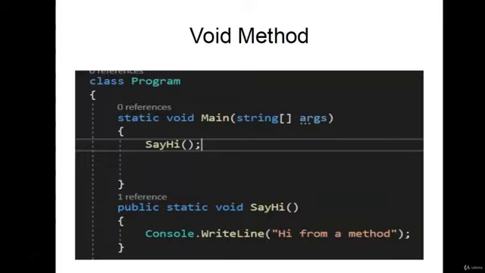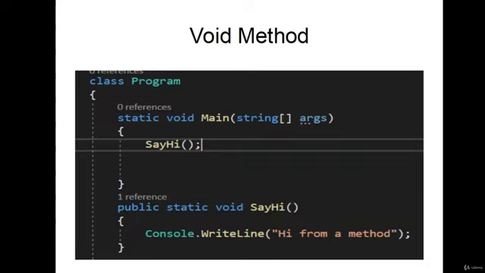So let's look at our first example, void methods. So as you can see, we have our main method. But below that, after the brackets, we declare our own method, public. And we have to use the static keyword because our main method is static. So public is our access modifier. And then our return type is void. We're not returning anything from this method. So we're going to say void. And we're going to give it a name. The name of our method is going to be say hi.